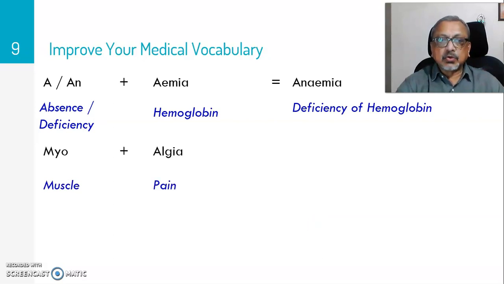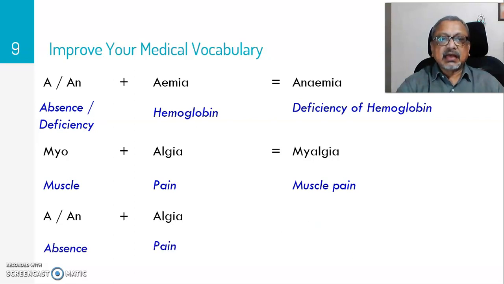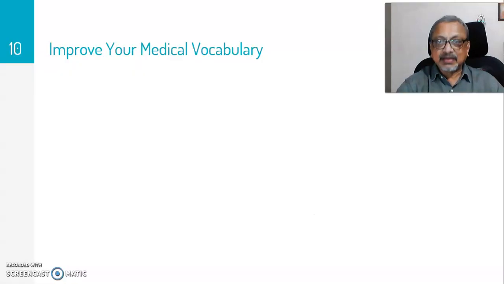Myo I have already told. So myalgia means muscle pain. An means absence. Algia means pain. So analgia means the condition of no pain. So we know the analgesics. We take those tablets for the pain, for treatment of pain.